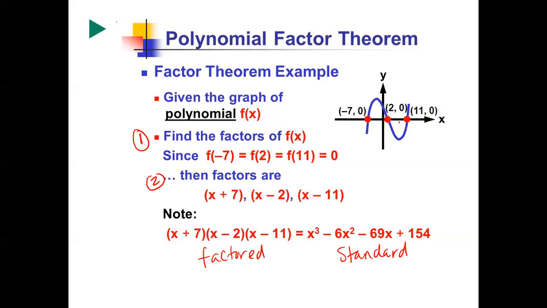Step 2 is to write your x-intercepts as factors. So you're saying, what gave you the answer of -7? Well, I got -7 because I had x plus 7 equal to 0. What gave you the answer of 2? Well, I got 2 because I had x minus 2 equal 0. What gave you the answer of 11? Because I had x minus 11 equals 0. So then I write my factors. Step 3 is you're going to multiply your factors. So multiple distribution is going to take place. I'm going to multiply my factors to find the standard form of the polynomial.